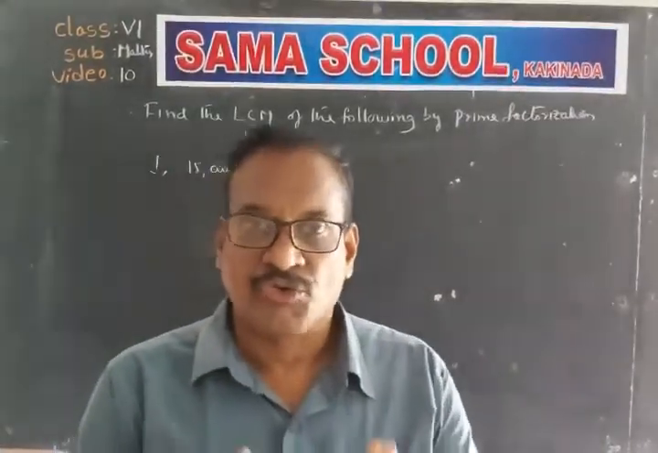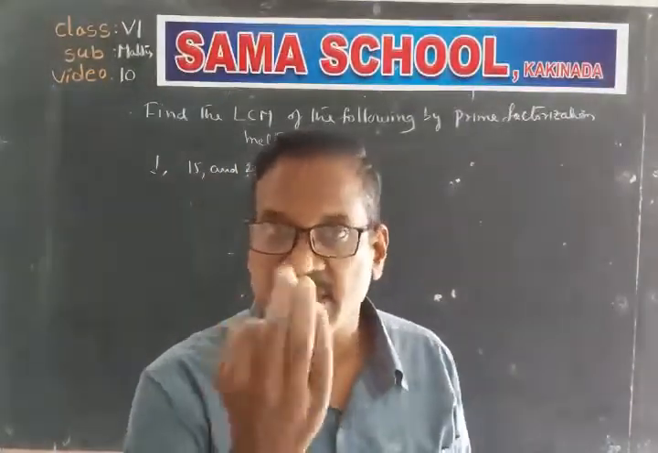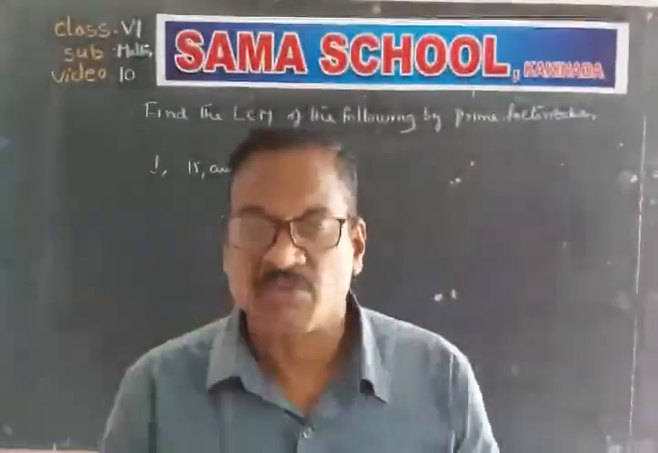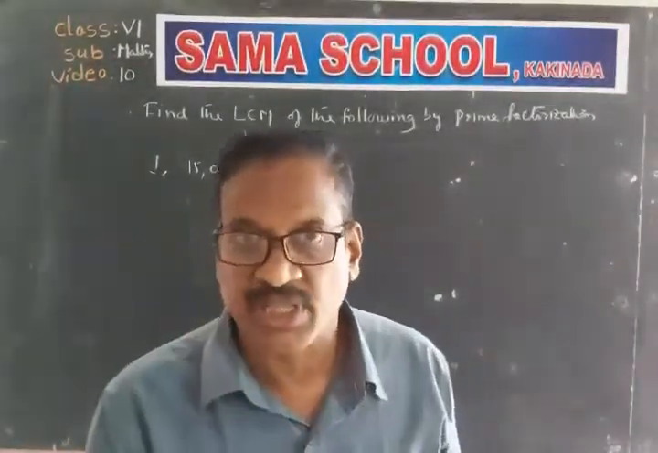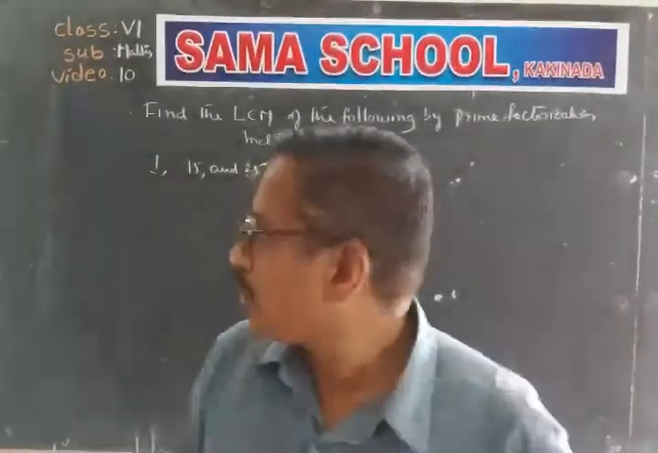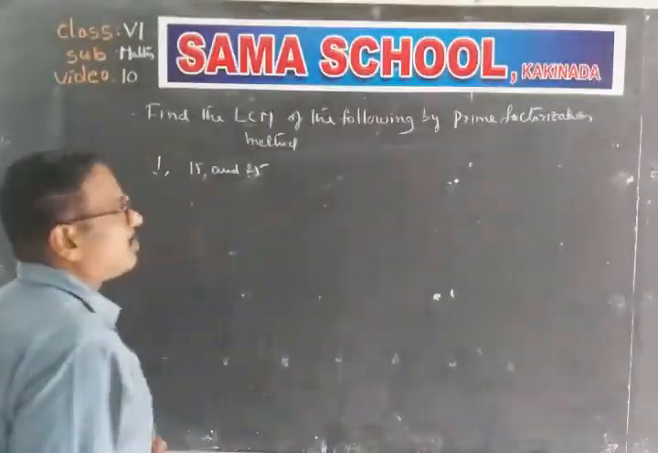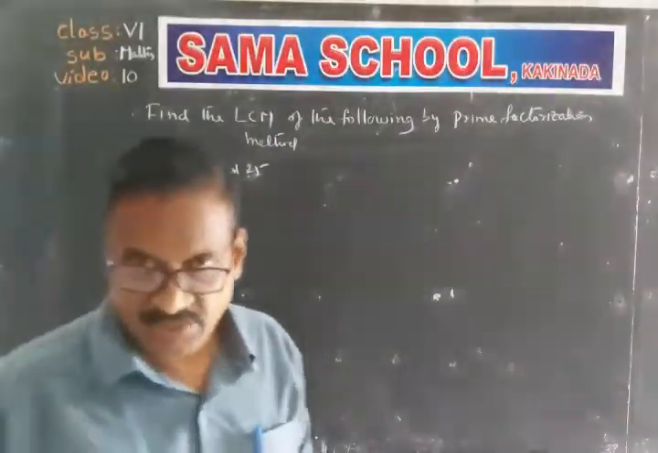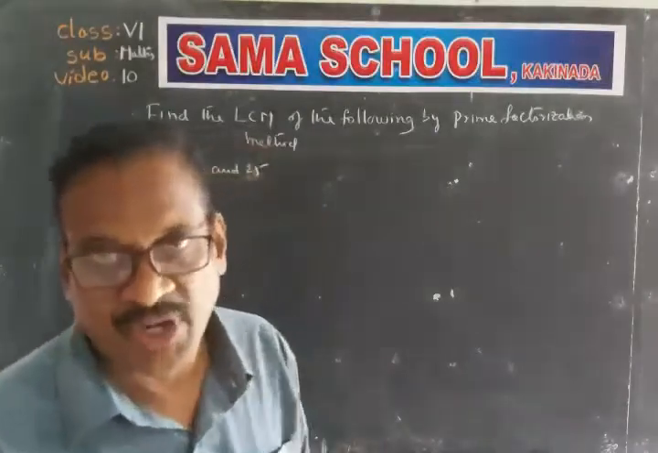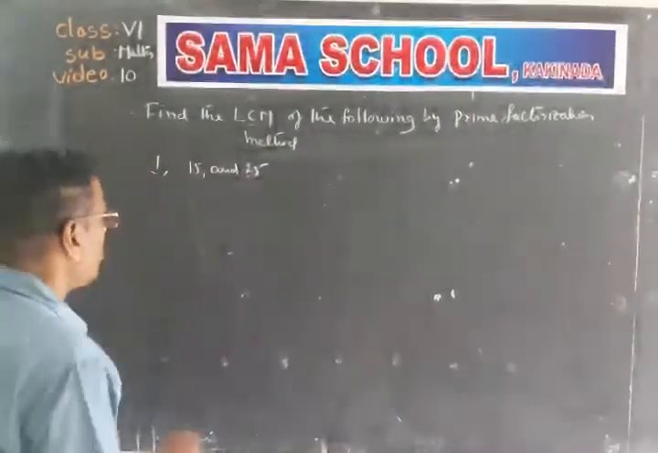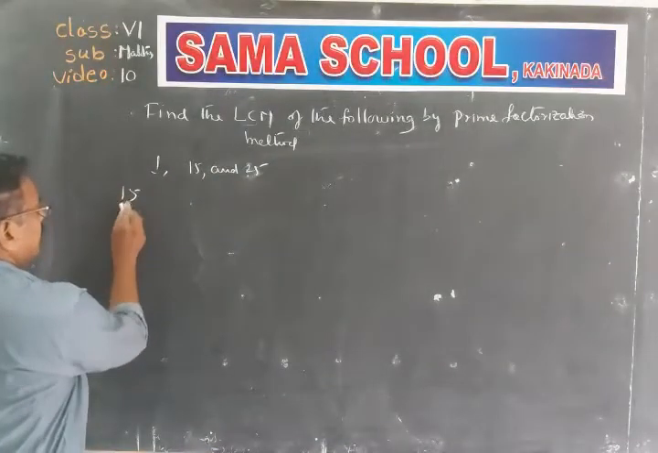In the previous class, to find the LCM, how many methods? 3 methods: the common multiples method, the prime factorization method, and the division method. Okay. Now find the LCM of the following by the prime factorization method. Given two numbers. How many numbers are given? Two numbers.